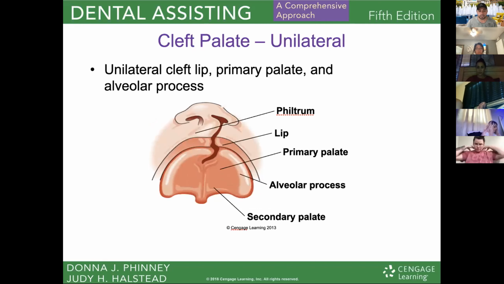Okay, the next one is a unilateral cleft lip, primary palate and alveolar process. So here we have the philtrum that is usually diverged to one side, and then the lip never fuses. We have a primary palate, the alveolar process, and the secondary palate. With the unilateral cleft palate, it's usually only split on one side, so it's not really symmetrical.